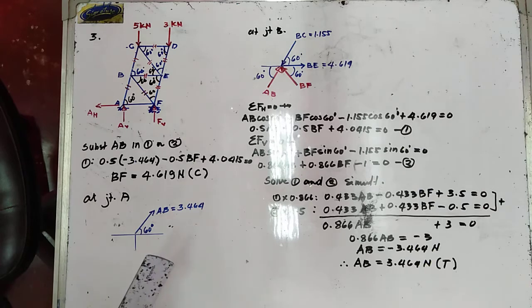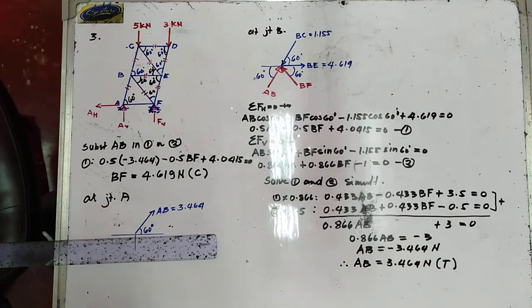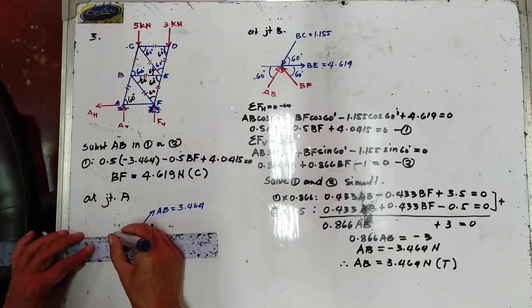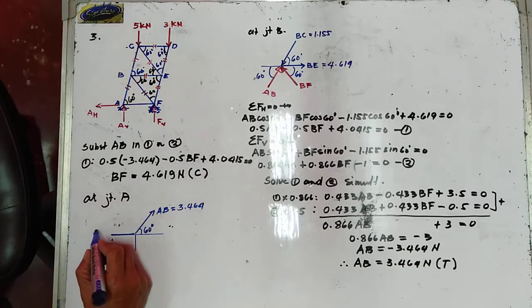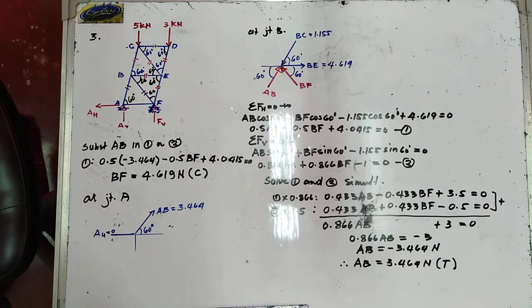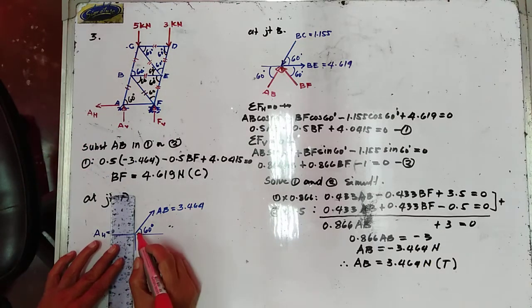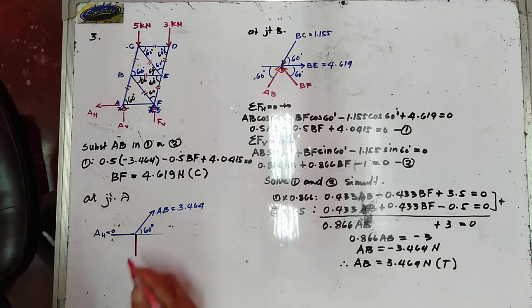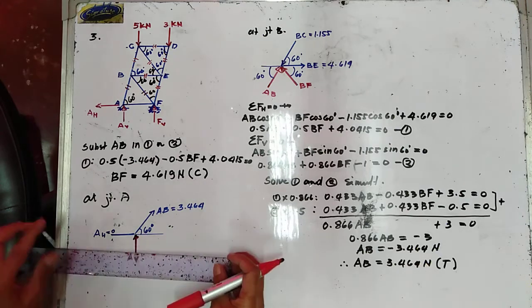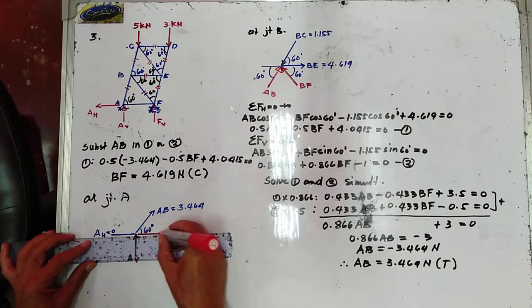So we have A horizontal, we solve A horizontal, and that one is equal to 0. So this is your A horizontal, the horizontal reaction at point A, and that one is equal to 0. Now, we have your A vertical. So this is now your A vertical, and we have your AF. This is now your AF.